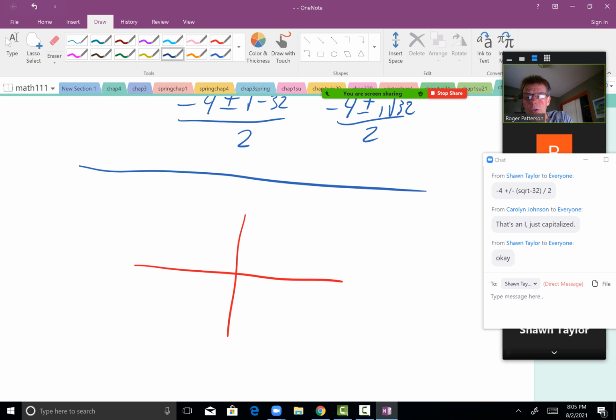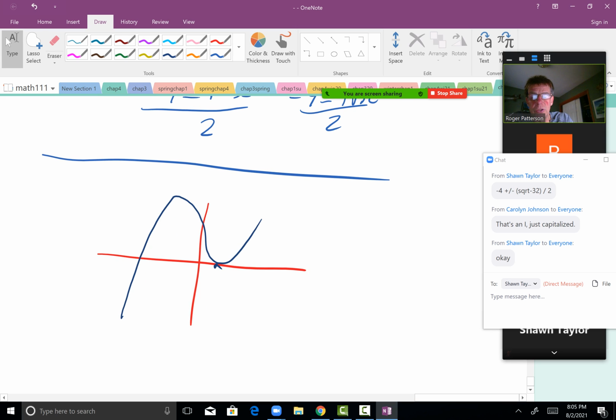If we have a cubic and it does this, we know that this is a double root. That means it's a multiplicity of 2. So if this is, say, -4 and this is 1, I can write this as x plus 4 times x minus 1 squared, because it's a multiplicity of 2. It still has solutions of -4 and 1.